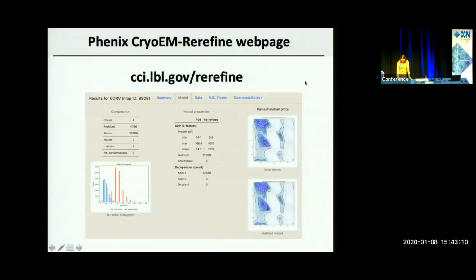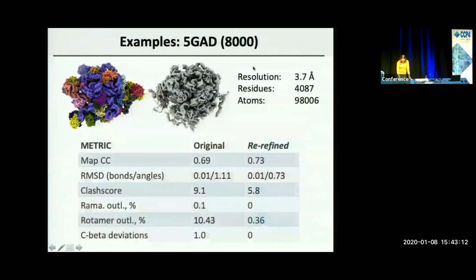And here are two examples of the re-refinement. The first one is about a structure determined at 3.7 angstrom. It has 4,000 residues. For different metrics, we have the values from the deposited structure and then from the re-refined structure. We can see that the correlation between the map and the model gets a little bit better. And we can see that the clash score decreases and we have fewer Ramachandran outliers and rotamer outliers.